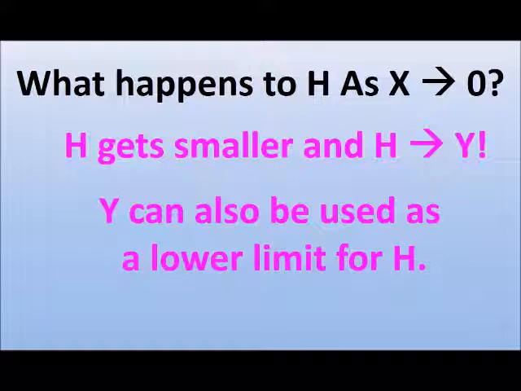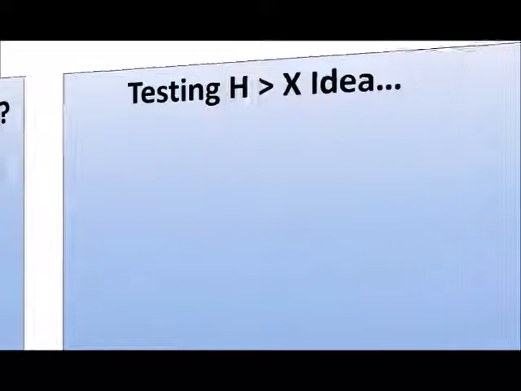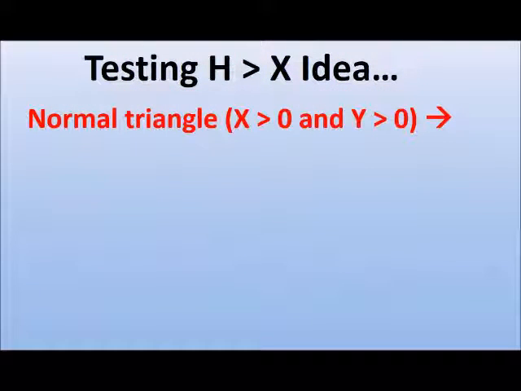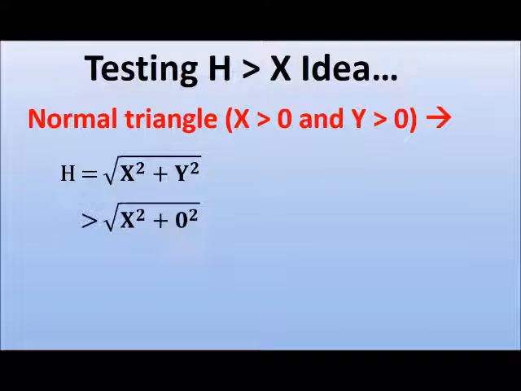Let's now see if the Pythagorean theorem obeys our common sense idea of x being a lower limit when we use a normal triangle that isn't degenerate. Starting with the Pythagorean theorem, we find that this length is greater than the square root of x squared plus 0 squared. This is because y squared is greater than 0 squared and causes the overall number under the square root sign to be larger. When the number under the square root sign is larger, then the overall number is also larger.